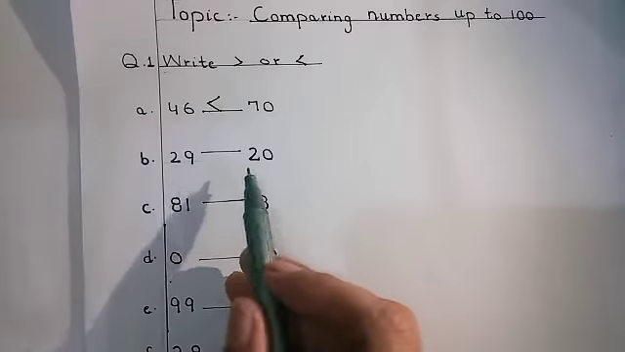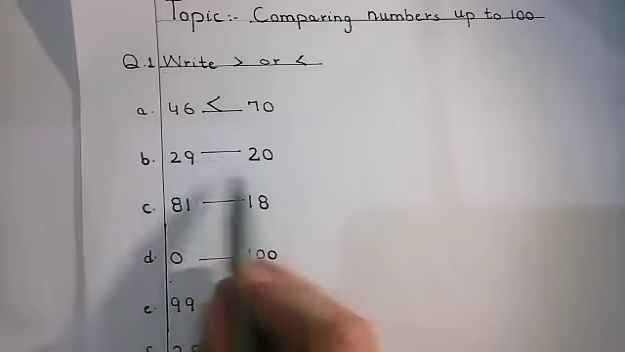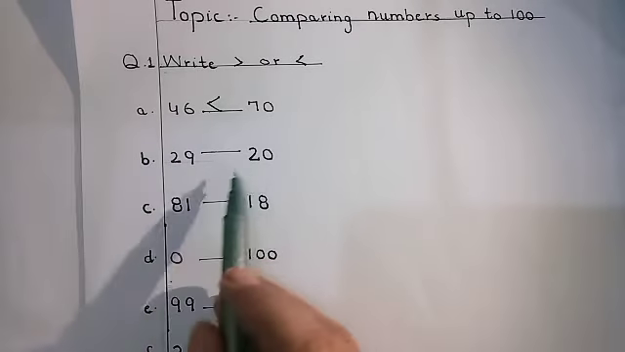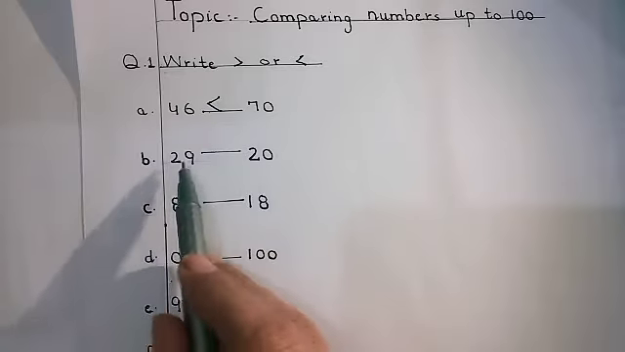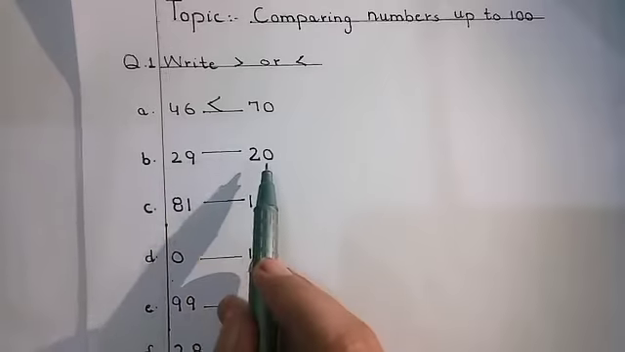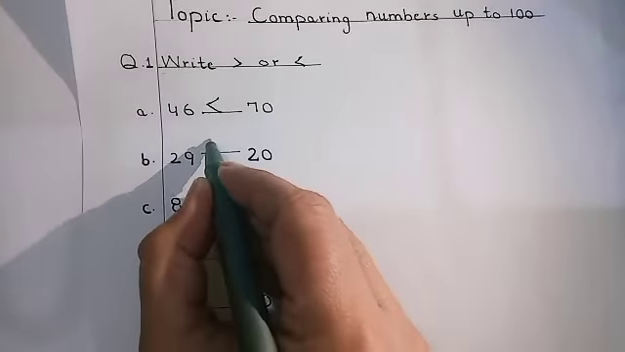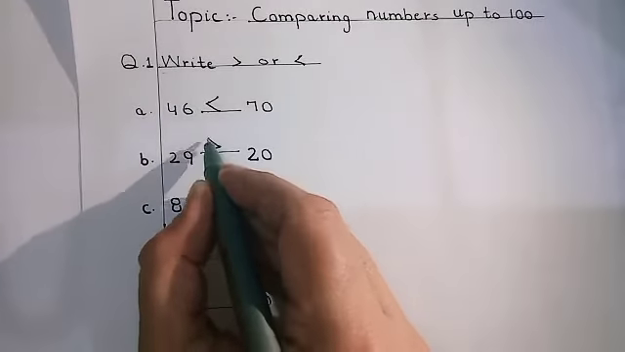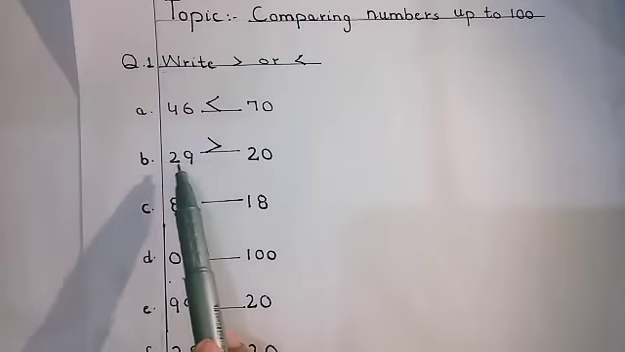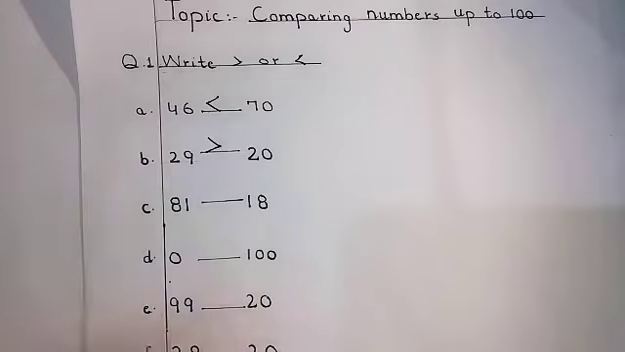29 dash 20. 2 is here, 2 is here, so you will have to compare these two numbers. 2 tens make together 20. How many ones are here? 9 ones are here and 0 is here. 29 and 20. Which number is greater? This is greater, so I will put the sign this way. Open face always goes towards the bigger or greater number. 29 is greater than 20.